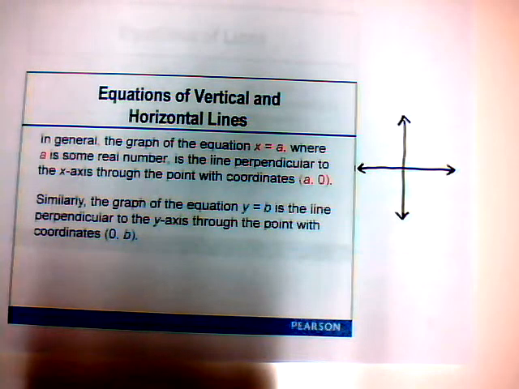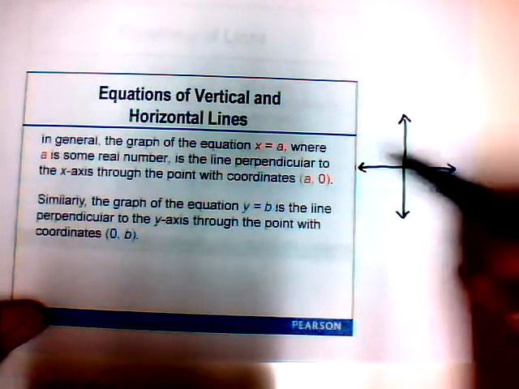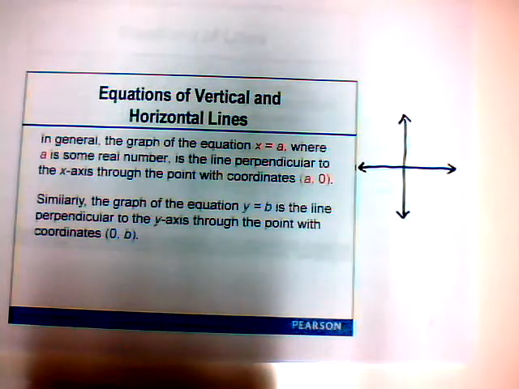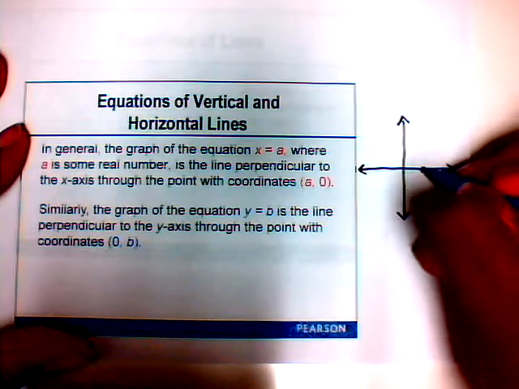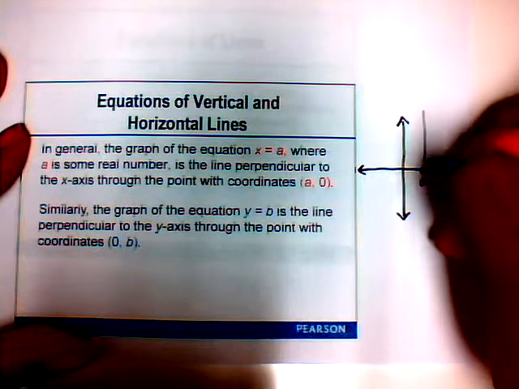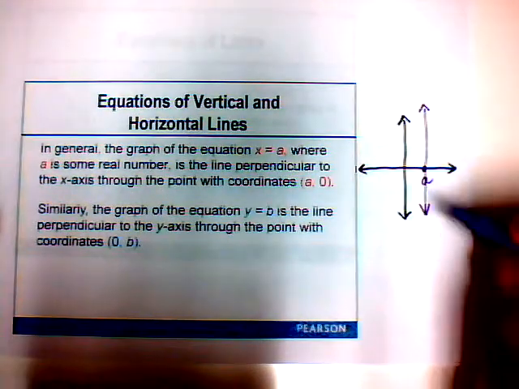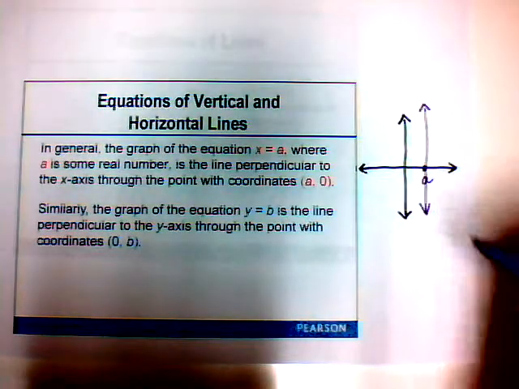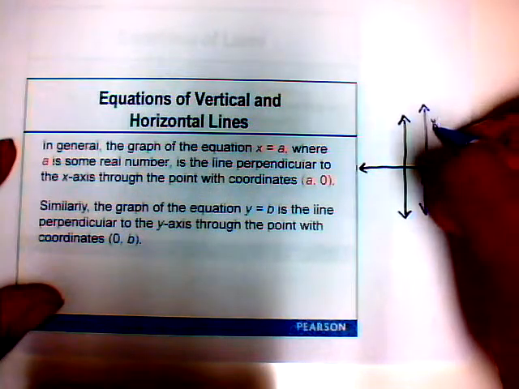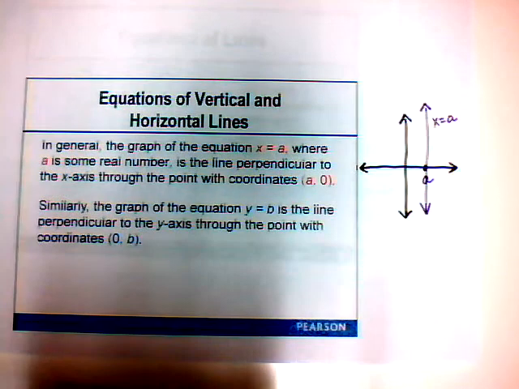Okay, it's going to be perpendicular to the x-axis, so here's the x-axis here. And the graph of that line, let's say this is a, the line passing through a, or the vertical line passing through a, and it's perpendicular to the x-axis. That's the graph of the equation x is equal to a.